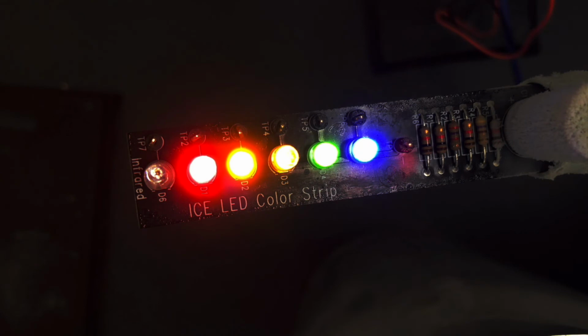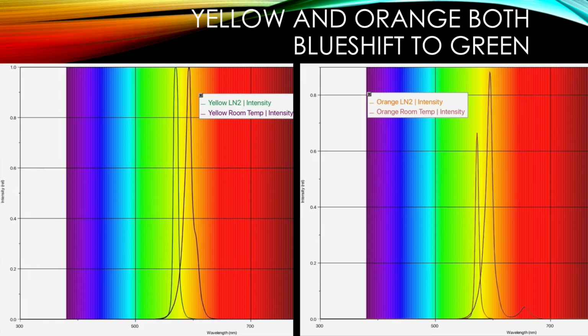And so what is going on? Well, we now know that looking at the spectra is the key to finding out what's going on. And so the yellow and orange both blue shifted to green. And so the curve on the right is the room temperature one in both sides here. And so this is the yellow one, and this is the orange one.